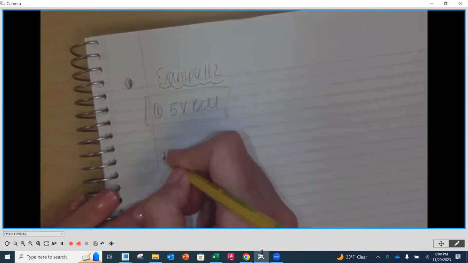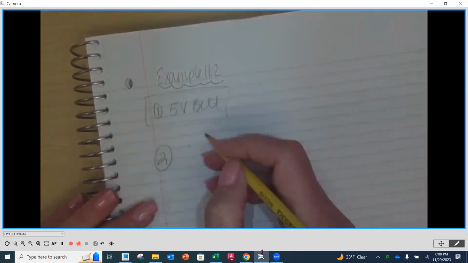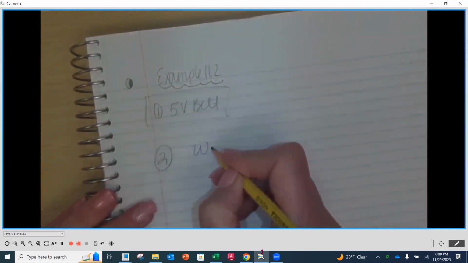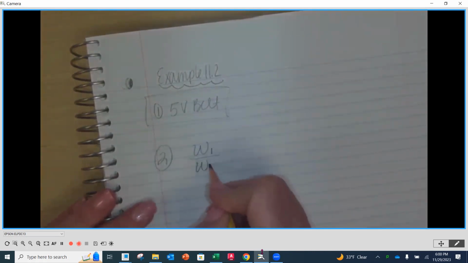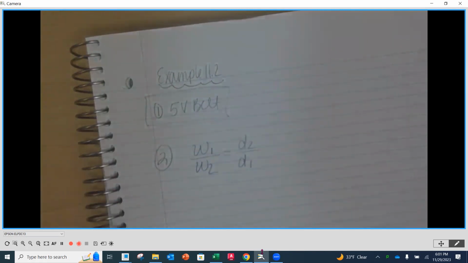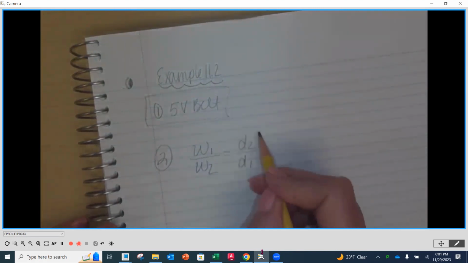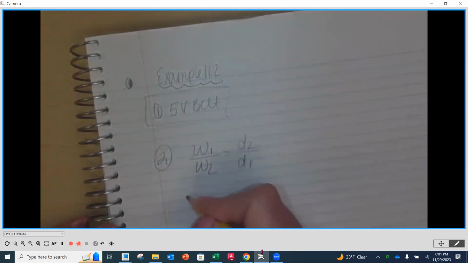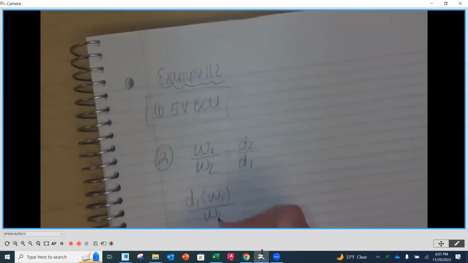We're going to recall that our velocity ratio is going to be equal to our W1 divided by W2, and we can set that equal to D2 over D1. Okay. Now, I'm going to rearrange this to solve for D2. So I'm going to take my D1 and multiply it up here. So D1 times W1 divided by W2 is going to be equal to D2.